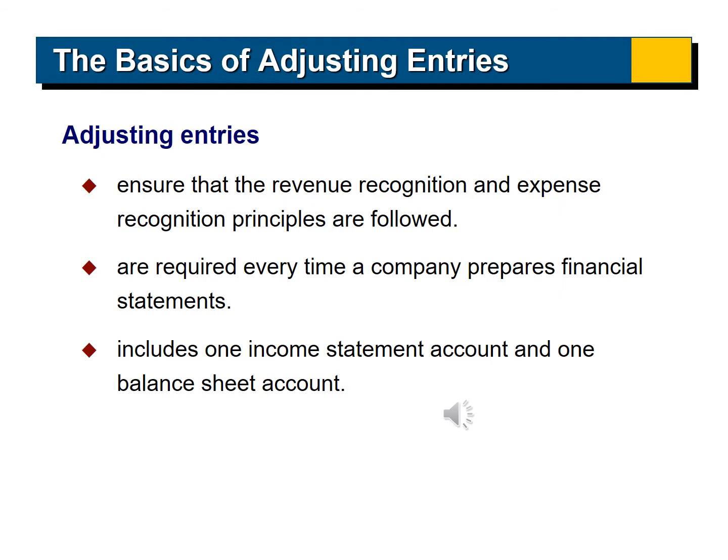In the accrual basis accounting, we have the concept of adjusting entries, which make sure that the revenue is recognized and the expense is recognized when the revenue is earned and when the expenses are incurred. And this is required every time when a company prepares a set of financial statements. Usually, the adjusting entries include one income statement account and one balance sheet account. And we're going to look at this concept in more details.